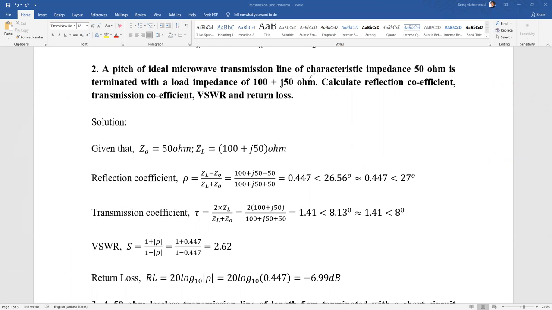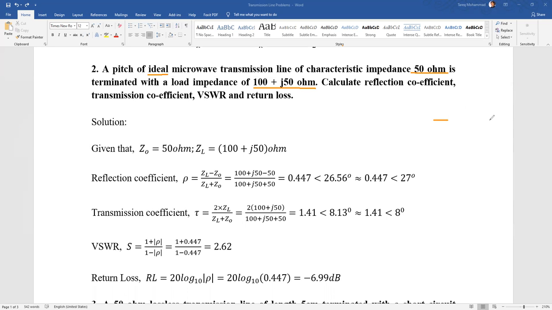An ideal microwave transmission line of characteristic impedance 50 ohm is terminated with a load impedance of this value. The ideal transmission line is given. So calculate the reflection coefficient, transmission coefficient, VSWR, and return loss. They have said that. Now, let's see how to solve it.